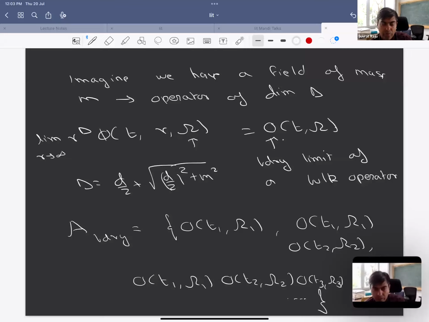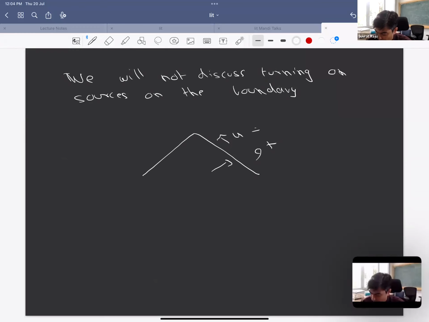And in the same way, at null infinity, you have fields, and it's convenient to introduce a retarded coordinate.